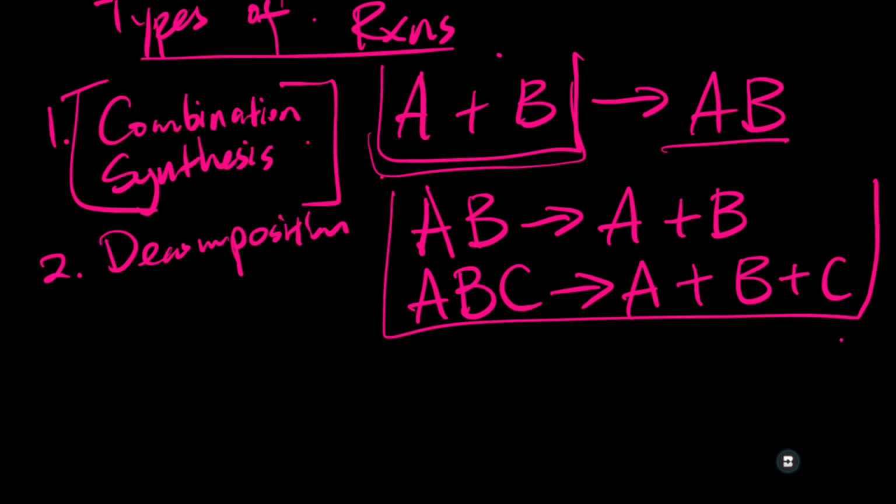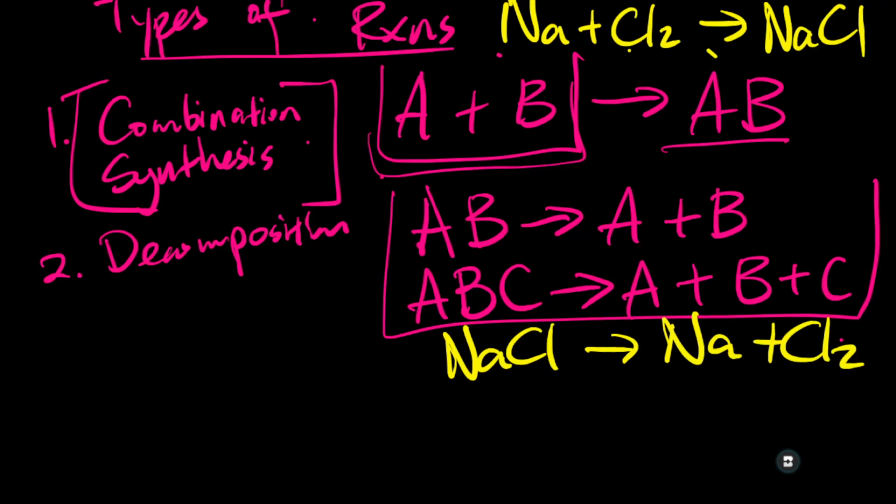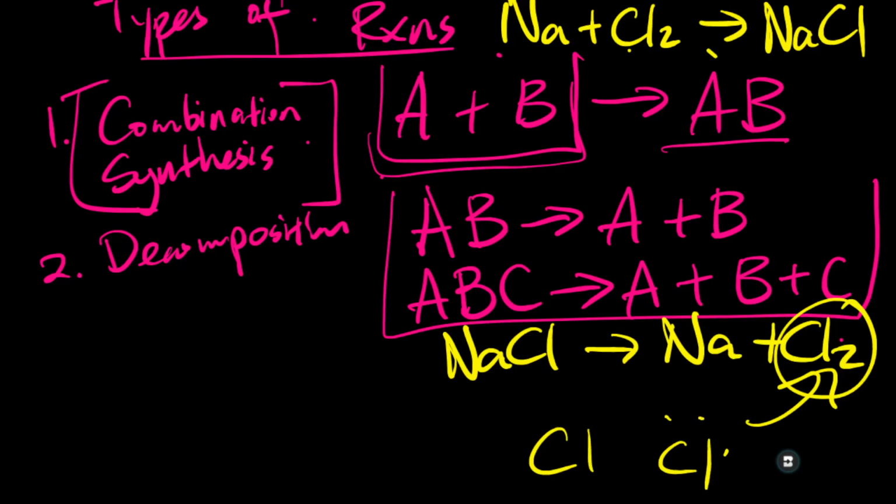A real life example would be this one. Combination: Na plus Cl2 becomes NaCl. And this one is NaCl breaks apart into Na plus Cl2. Remember, the gases prefer to be in twos because they share electrons. Sharing, this is a covalent bond.